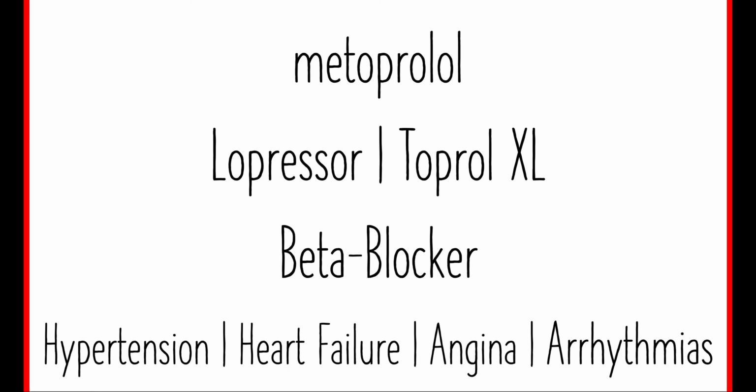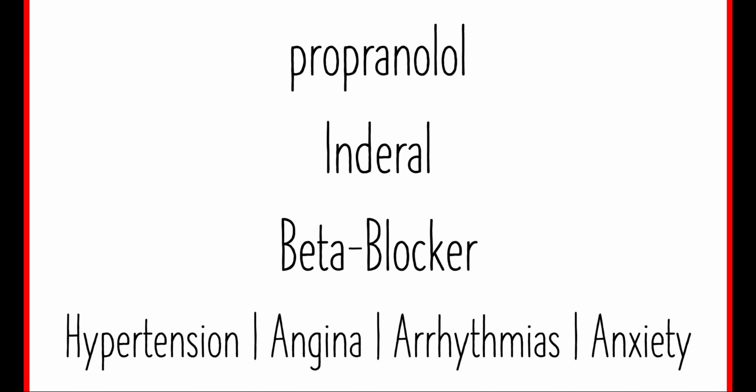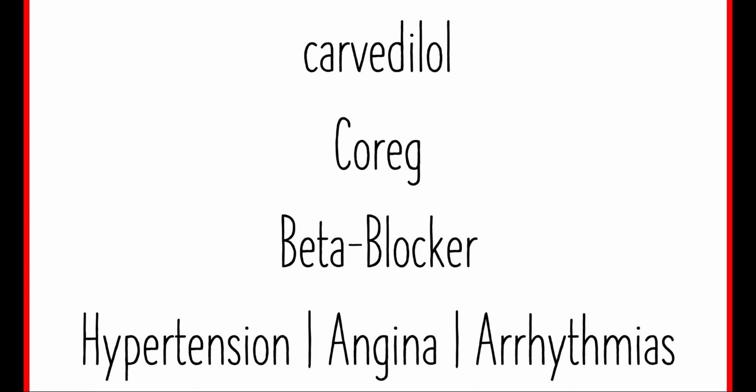Metoprolol or Lopressor or Toprol XL is a beta blocker for hypertension, heart failure, angina, and arrhythmias. Atenolol or Tenormin is a beta blocker for hypertension, heart failure, angina, and arrhythmias. Propranolol or Inderal is a beta blocker for hypertension, angina, arrhythmias, and anxiety. Carvedilol or Coreg is a beta blocker for hypertension, angina, and arrhythmias.